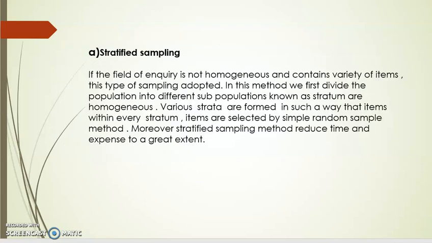Stratified sampling. If the field of inquiry is not homogeneous and contains a variety of items, this type of sampling is adopted. In this method, we first divide the population into different subpopulations known as strata, which are homogeneous. subpopulationകളാക്കുന്നതിനെയാണ് stratum അല്ലെങ്കിൽ homogeneous എന്ന് പറയുന്നത്. Thus, the various strata are formed in such a way that the items within every stratum are selected by simple random sampling method.